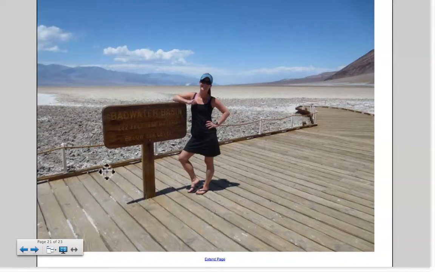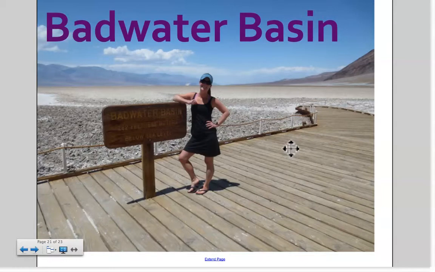Here I am standing at Badwater Basin. Badwater Basin is the lowest point in the United States. It is below sea level in Death Valley, California. Give a thumbs up if you think Badwater Basin needs a capital letter. Give a thumbs down if you say no, there are lots of Badwater basins in the United States. Badwater Basin deserves a capital letter because it's the one and only place called Badwater Basin.